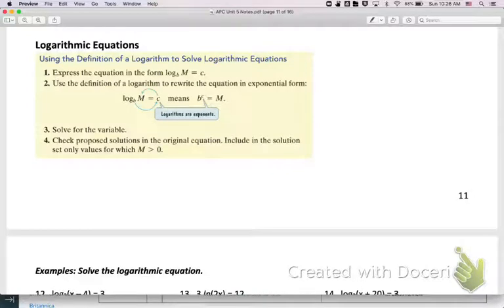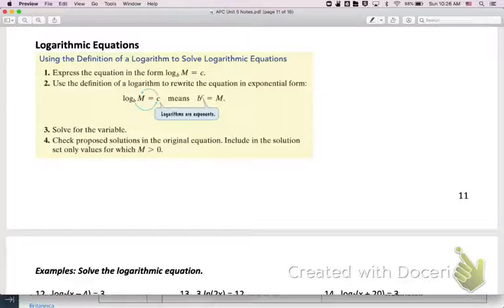Okay, today we're going to be looking at logarithmic equations. So to solve exponential equations, we use a log to undo it. To solve a log equation, we're going to use an exponential to undo it. And so we're going to use the definition of a logarithm, meaning how do we rewrite it in its exponential form to solve these. So first, you need to get the log expression by itself.